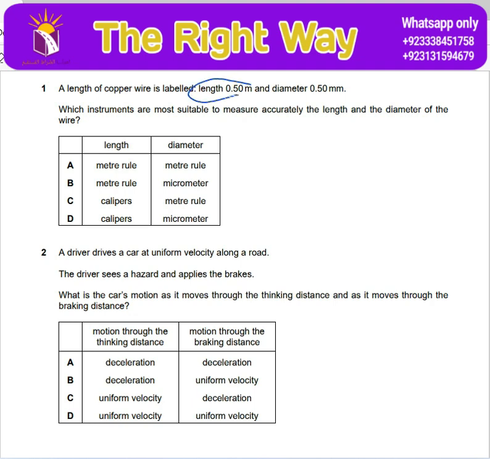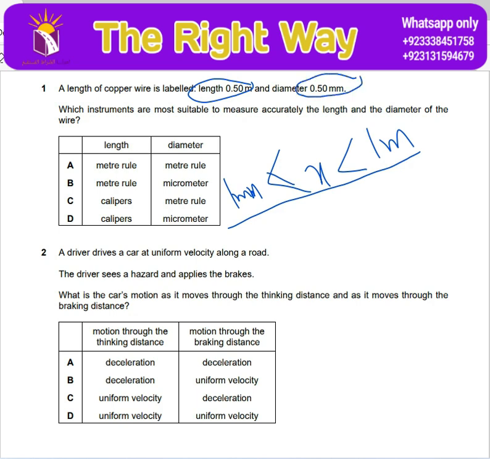As the length, we know that it is equal to 0.50 meter, so it is less than 1 meter and it is greater than 1 millimeter. So for this purpose we are going to use the meter rule. As it is greater than 1 millimeter and less than 1 meter, we are going to use meter rule. And after the length, the diameter is 0.50 millimeter. It is less than 1 millimeter, so we are going to use micrometer screw gauge. So B is our right option.